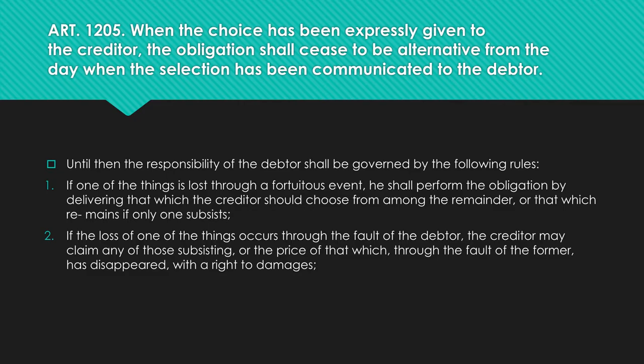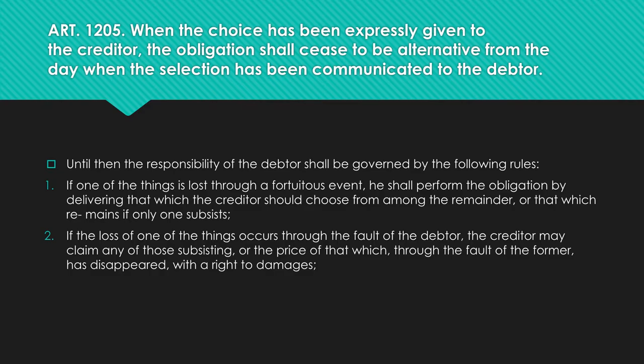Okay, so in Article 1205, when the choice has been expressly given to the creditor, the obligation shall cease to be alternative from the day when the selection has been communicated to the debtor. Until then, the responsibility of the debtor shall be governed by the following rules. If one of the things is lost through a fortuitous event, he shall perform the obligation by delivering that which the creditor should choose from among the remainder, or that which remains if only one subsists.